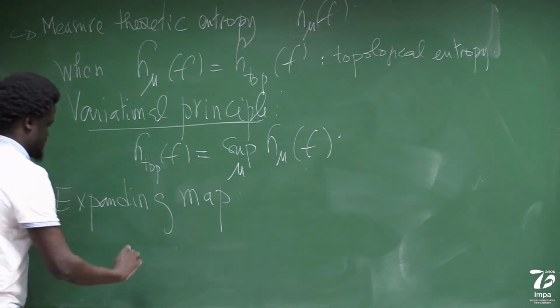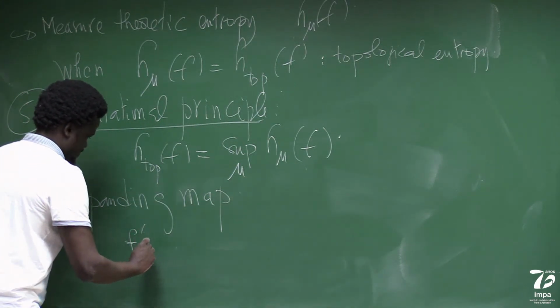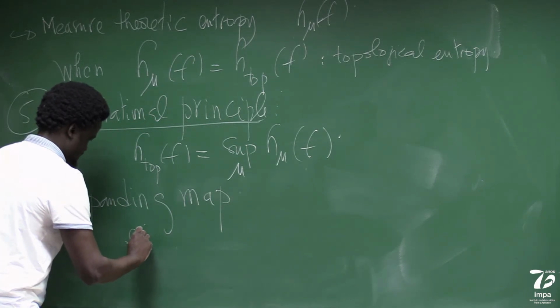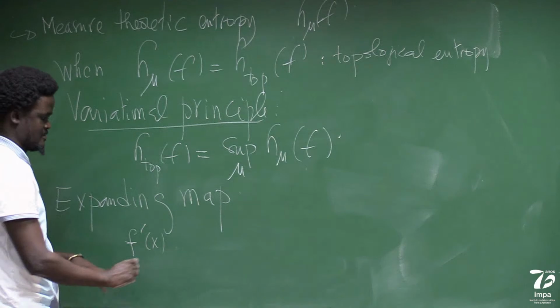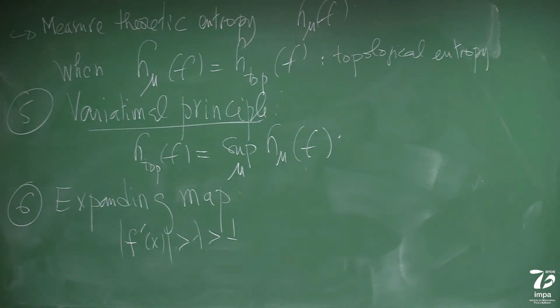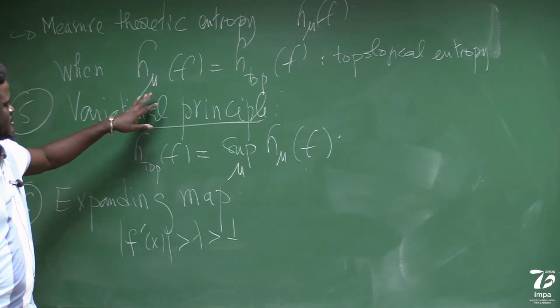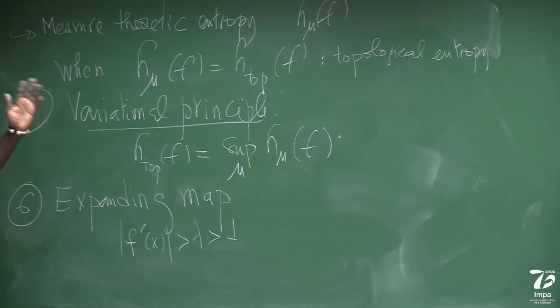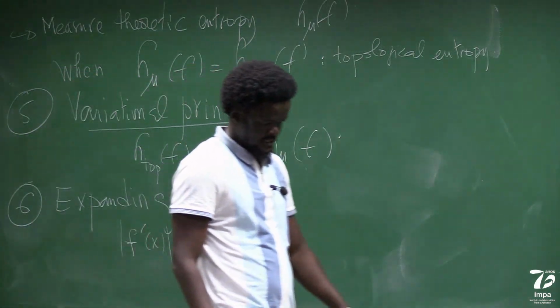Expanding maps just means that f prime, in the case of a one-dimensional map, is bigger than lambda, bigger than 1. The derivative is bigger than 1. As I said, we will do this whole theory for expanding maps: find an invariant measure, find the measure that is ergodic, prove mixing, and I don't know if we might be able to talk about the measure that realizes the topological entropy. I don't know about that, but I want to.